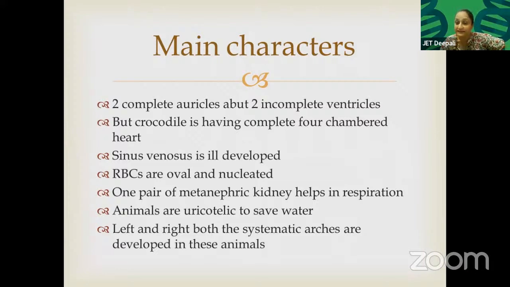Sinus venosus is ill-developed. It was fully developed in amphibians. It is ill-developed in reptiles. RBCs are oval and nucleated. What is nucleated? Means they are having nucleus in the RBCs. See, we are having non-nucleated RBCs. In our RBCs, nucleus is missing. One pair of metanephric kidney that is helping in respiration. See, this is also important. Metanephric kidney helping in respiration.